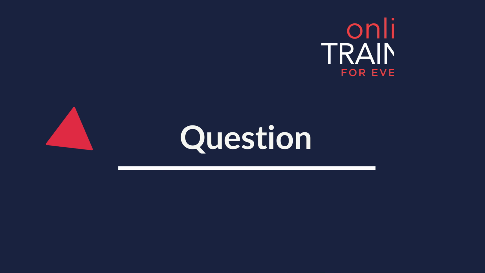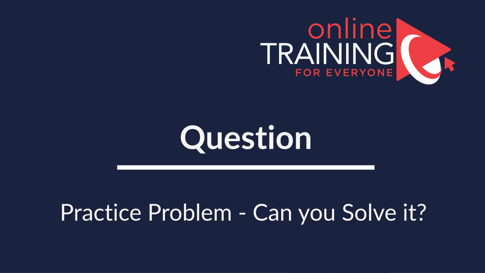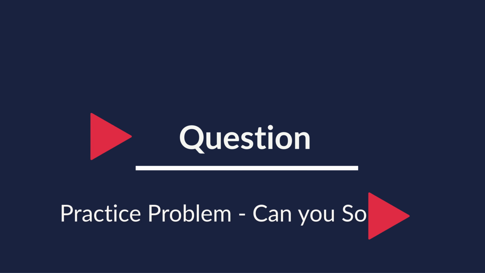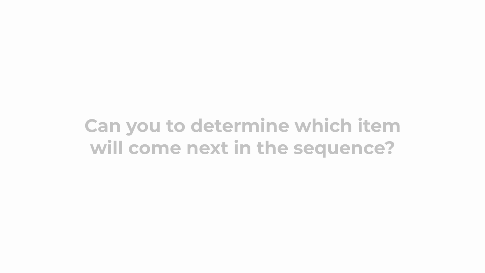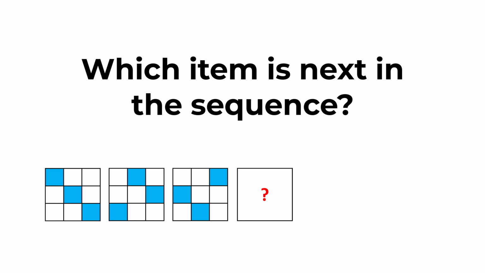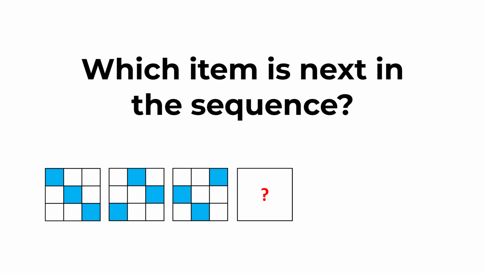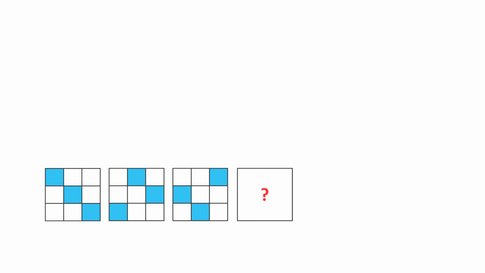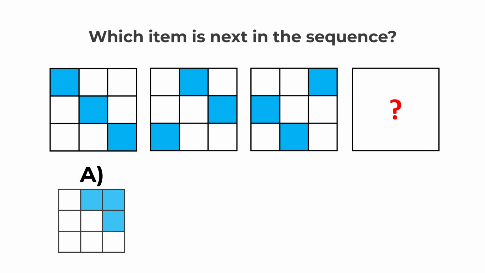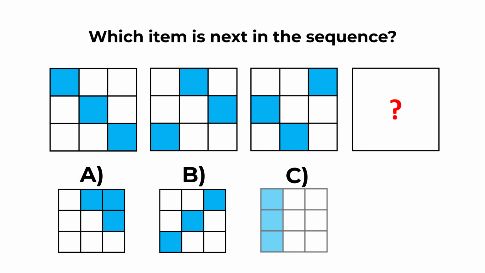And now I have a practice question for you. You need to determine which item comes next in the sequence. You're presented with 3 large squares. Each large square contains 9 small squares inside, and the small squares are of a different color. And the 4th square is missing, and you have 4 different choices to choose from. Choices A, B, C, and D.